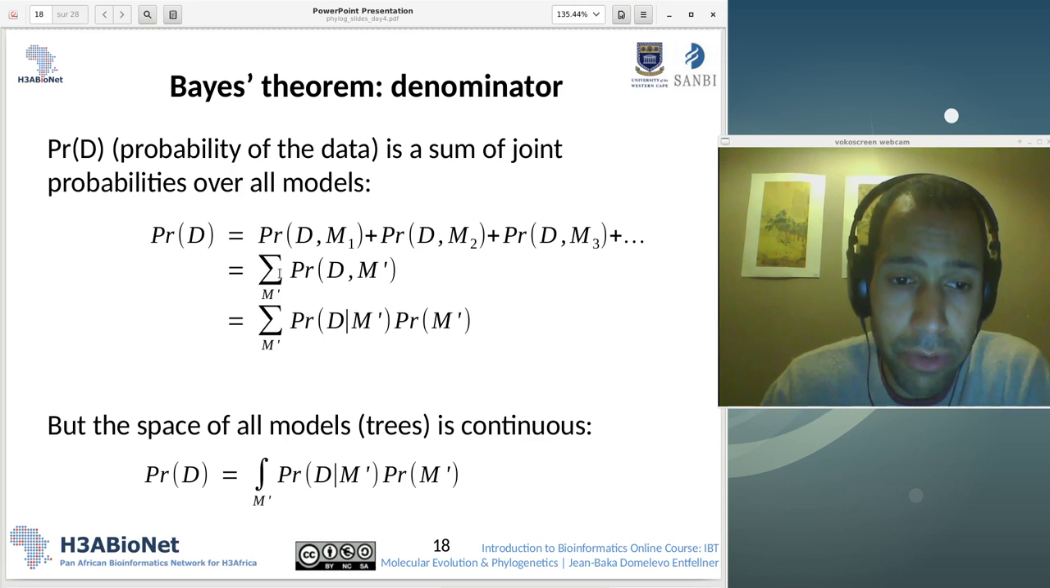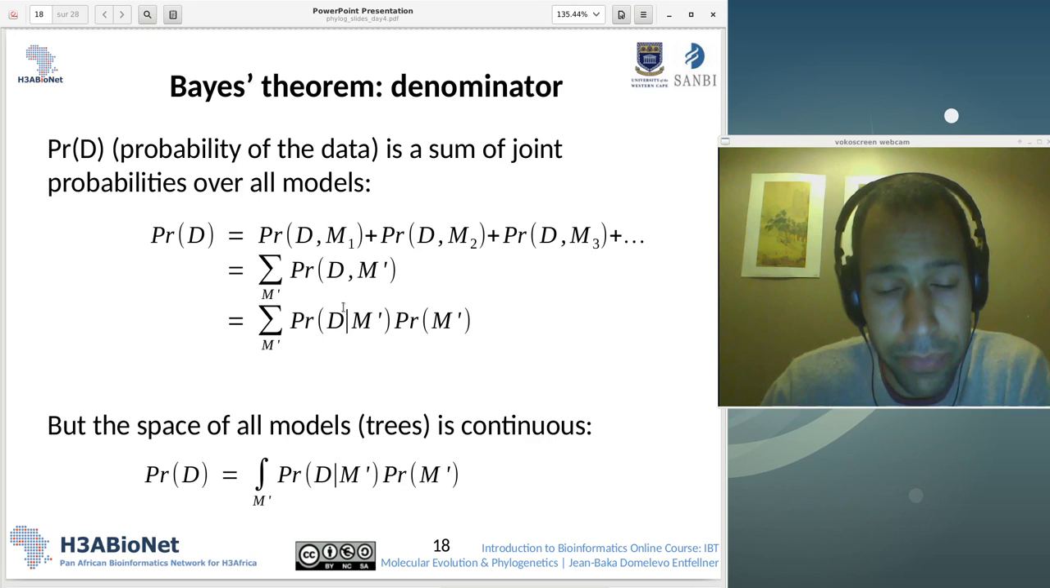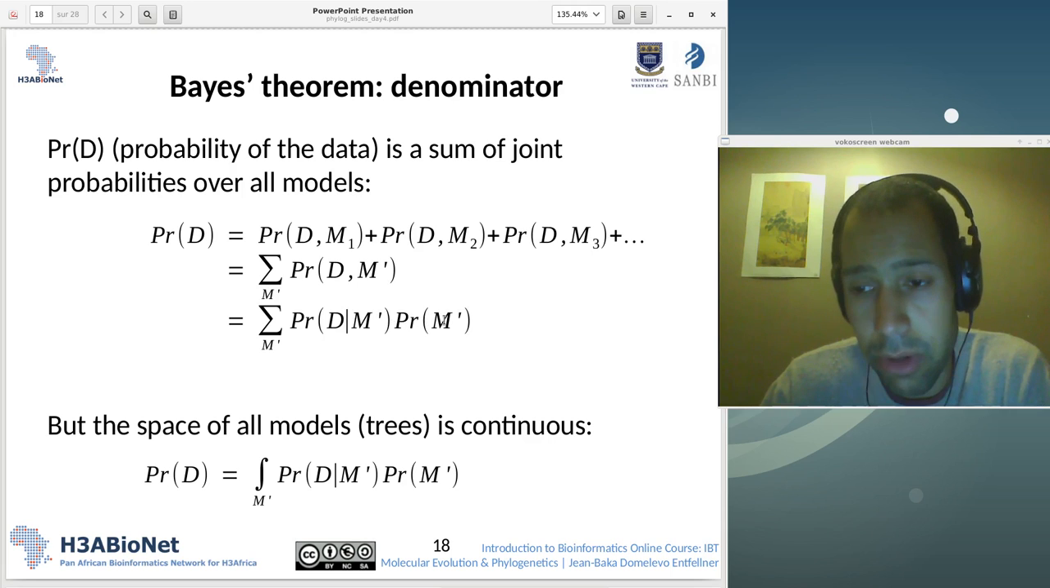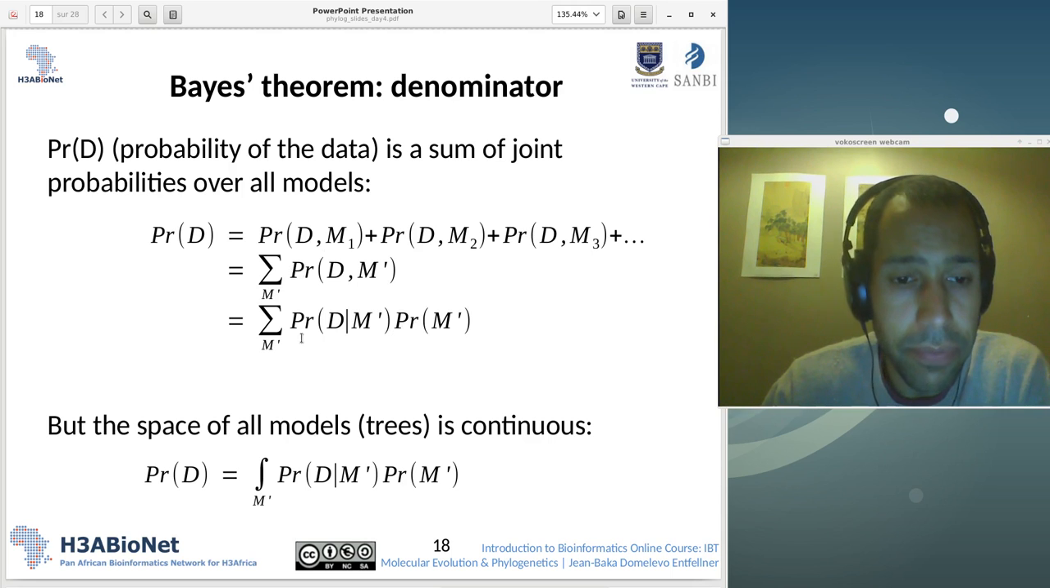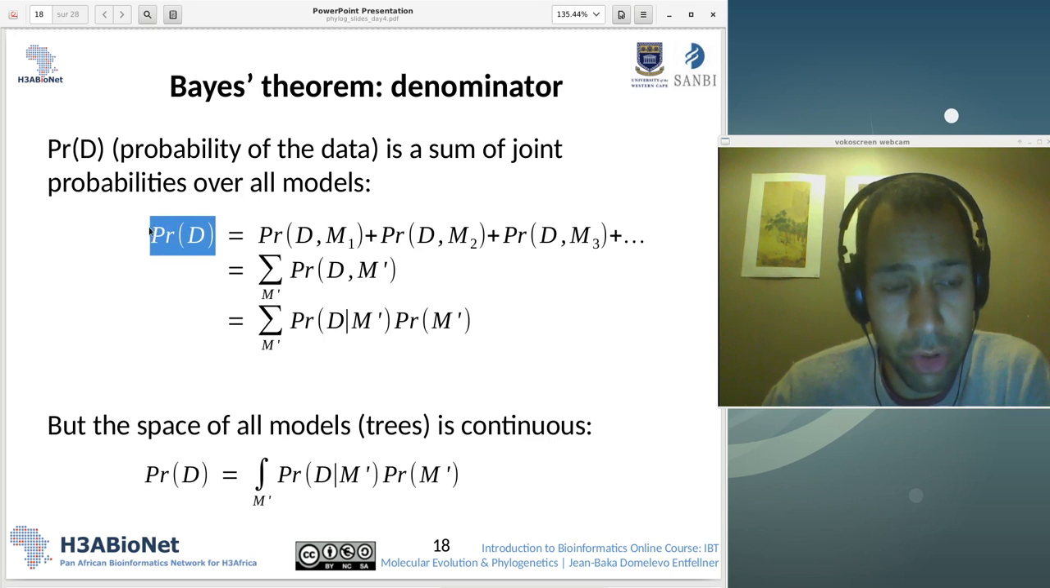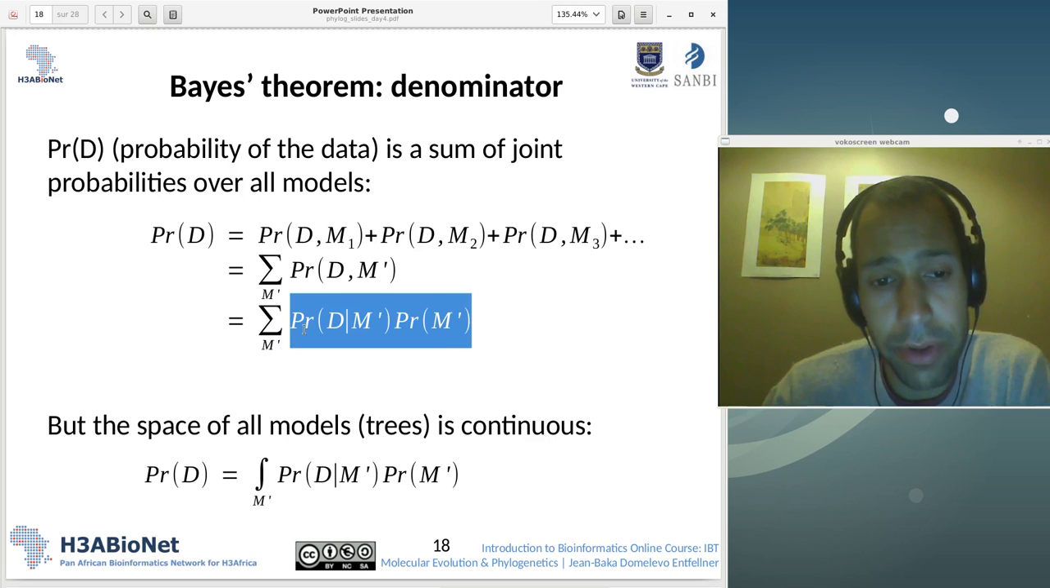And using a trick, you can also rewrite this as the sum of the probability of D conditional on the model M prime times the probability of the model M prime. And this trick is simply applying the Bayes theorem, from this to that. So we have expressed the probability of the data as a sum because we had no clue how to calculate it, but now we express it as a sum of these kinds of terms.